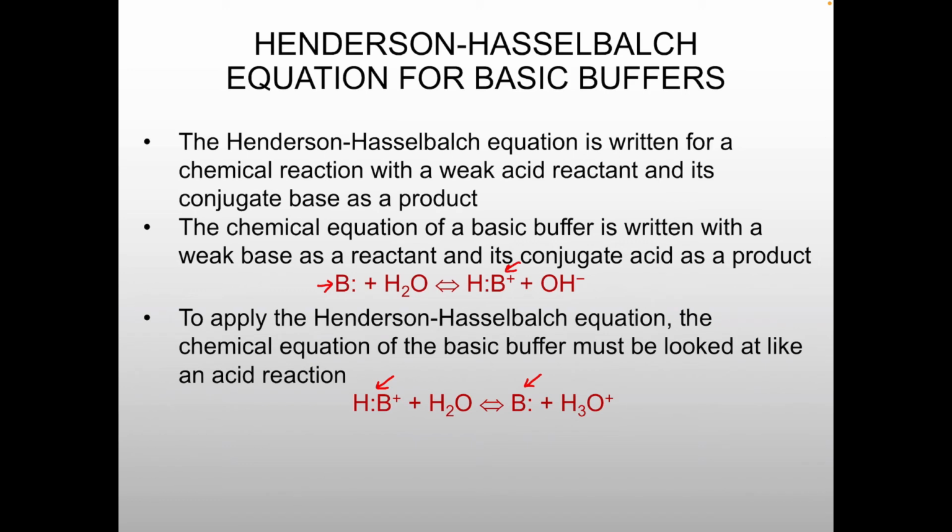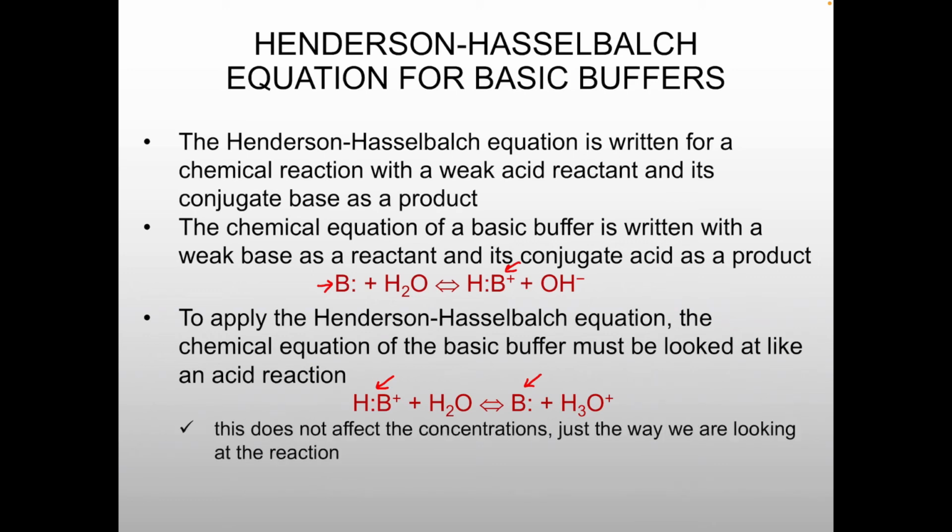All we've done is taken the conjugate acid of our weak base and thought about it as an acid in water, producing our base and hydronium. So if this is confusing, don't worry too much about this. The long story short is that this doesn't affect the concentrations at all. It just affects the way we are looking at the reaction, and we can still use the equation just the same way. Our pH is going to equal our pKa plus log of our base over our acid, okay? Nothing is changing. We're still using pH equals pKa plus log base over acid.